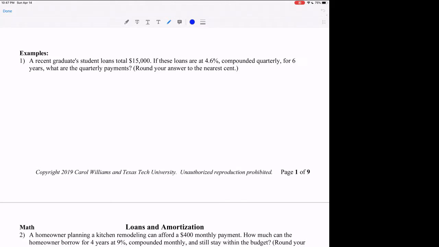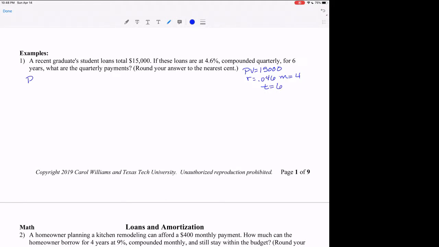So the first question is, a recent graduate pays student loans, and this is how much their student loans are, so that's their present value, is $15,000. Their interest rate is 0.046, compounded quarterly for 6 years. And what is their payment?